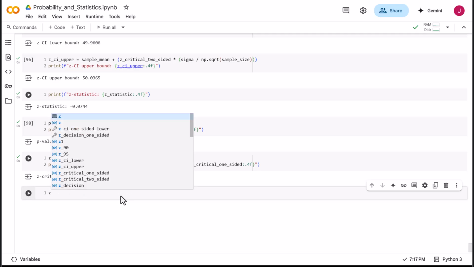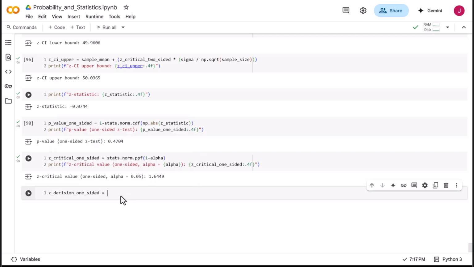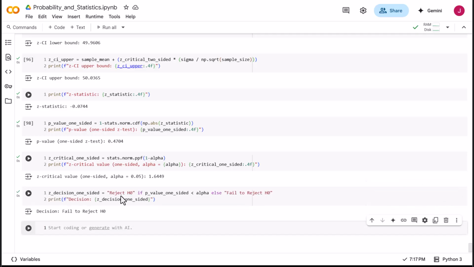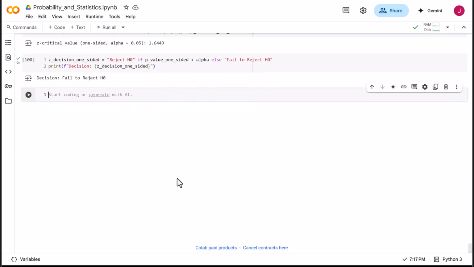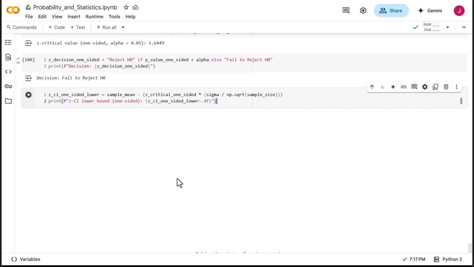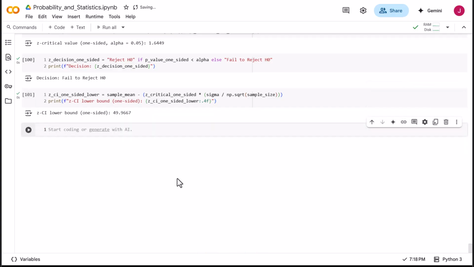Then we can print the decision, z decision of one-sided is equal to reject if the p-value one-sided is less than alpha, otherwise accept. So we fail to reject H0. And also we can print the 95% one-sided confidence interval lower bound, right? So z confidence interval one-sided lower is equal to sample mean minus z critical of one-sided multiplied sigma over square root of n, which is 49.96.